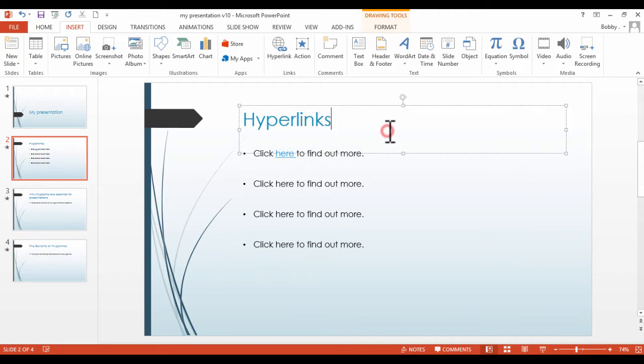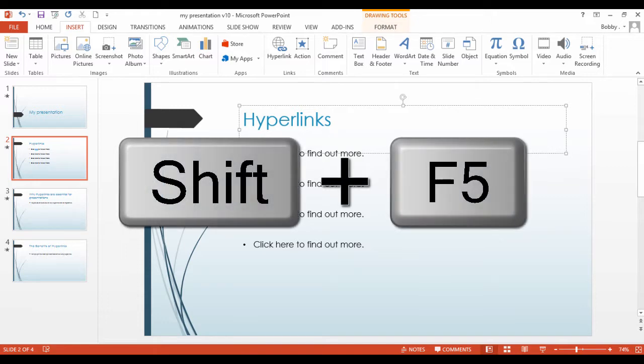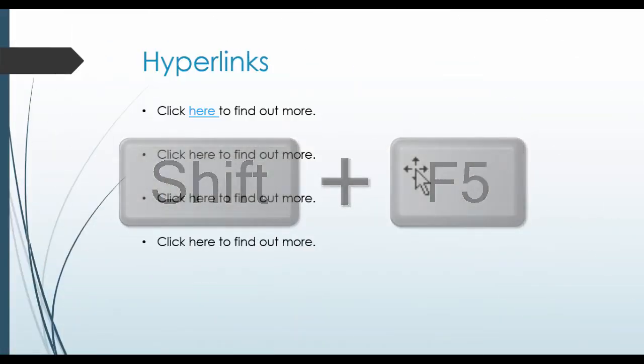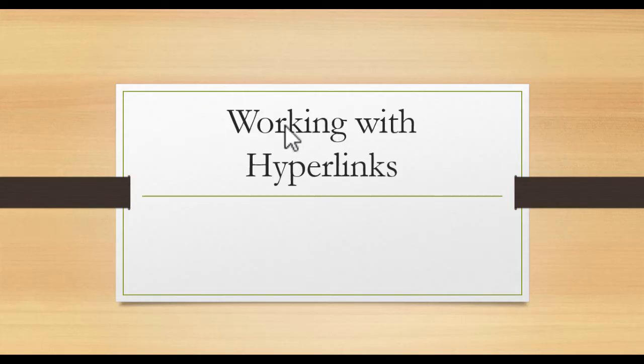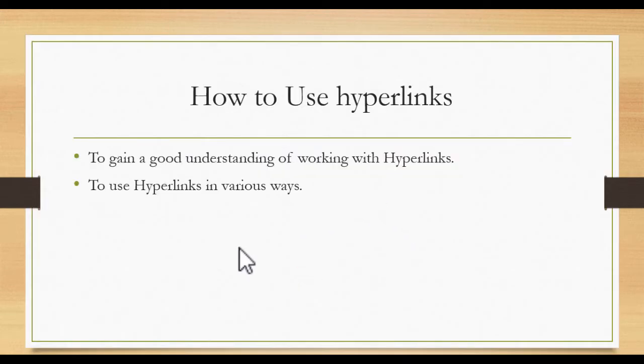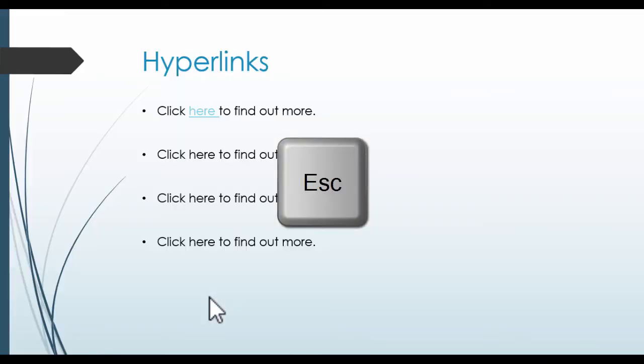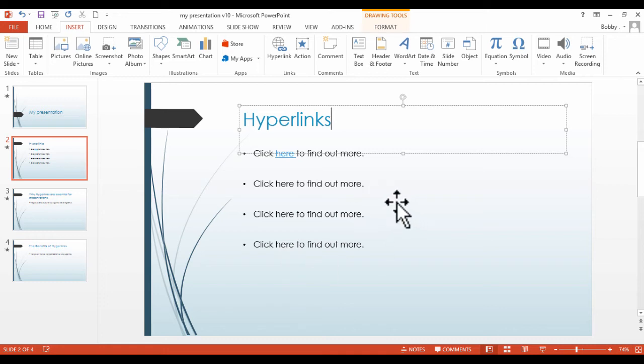So if we now go to slideshow mode, if we do a Shift F5, which will take us to slideshow mode within this slide, and now if we select this word, it takes us to that document. And as you can see, we can now see the slides for that document. So if we do an Escape to exit that and Escape again, we can now exit slideshow mode.